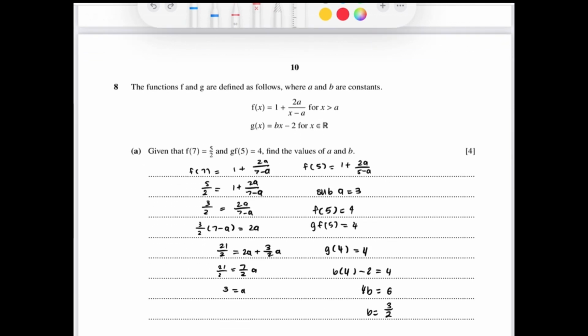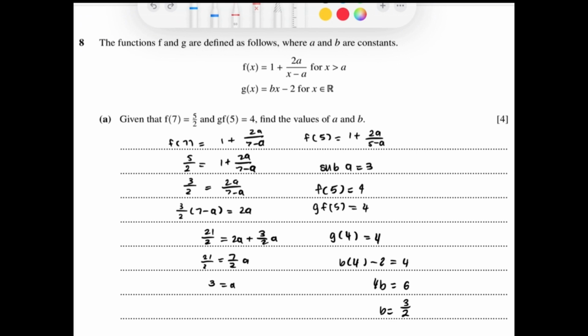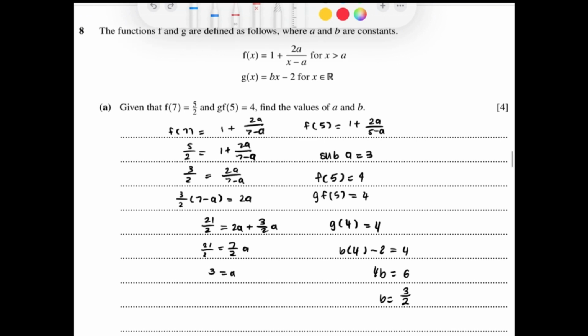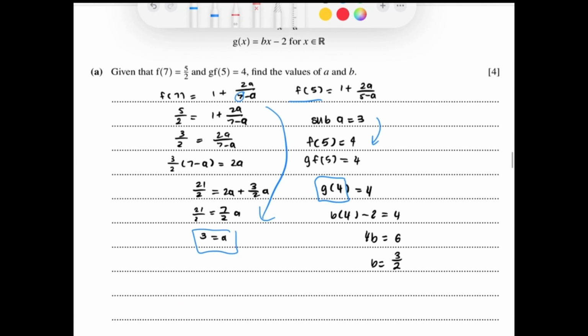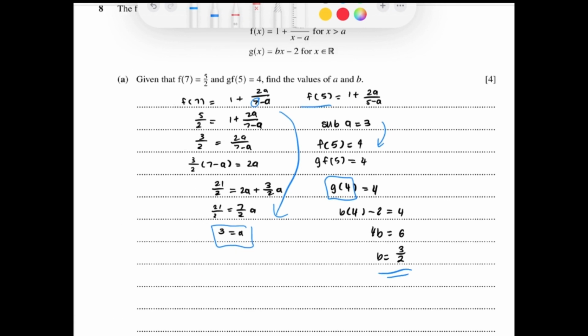The functions f and g are defined as follows, where a and b are constants. Given that f(7) is equal to 5 over 2 and gf(5) is equal to 4, find the values of a and b. So what we want to do is substitute 7 as x, and that's what I did over here, and then you can just follow through and get your a equals 3 value. Then I subbed in x equals 5 for your f(5), and since we already have our a value, just make life easier and sub it in, and you get 4. Then you sub 4 into your g equation, and you get a value for b in the end. That's it.